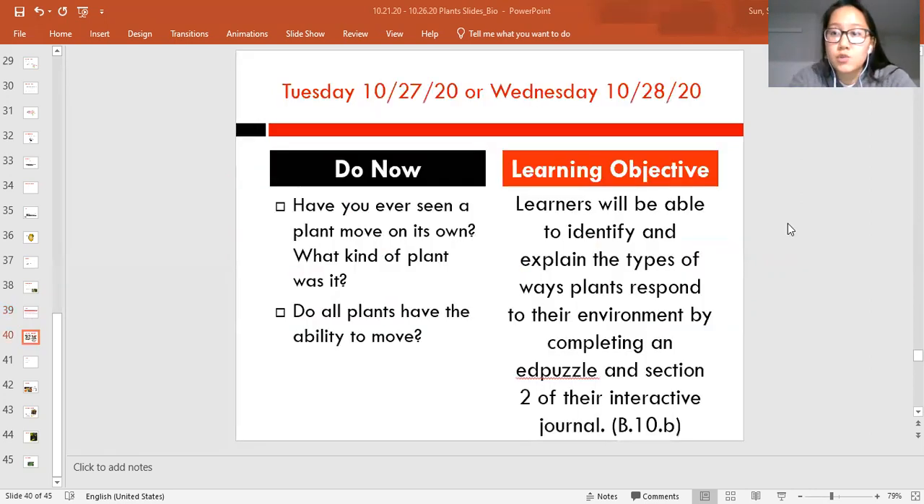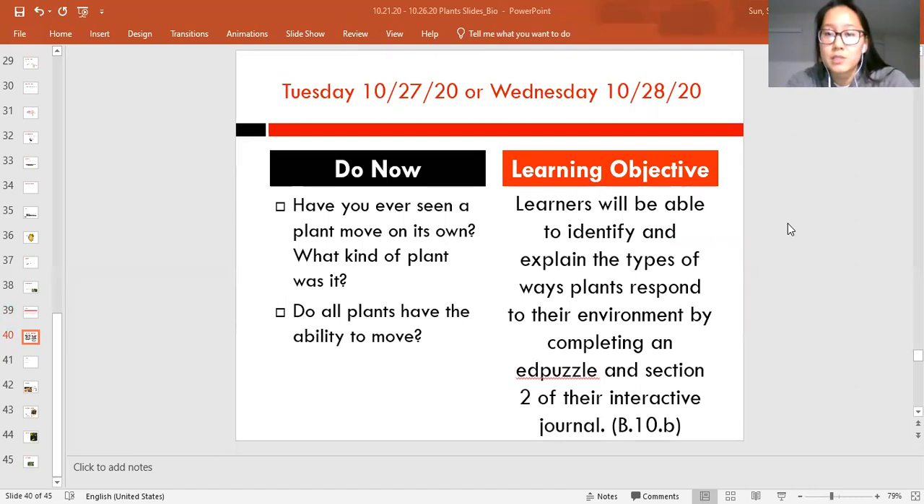So, first question I want to ask you, and you can answer it: have you ever seen a plant move on its own? And if you did, what kind of plant was it? The second question I want to ask is, do all plants have the ability to move? Some of you may have answered that you have seen it in real life or in videos, like Venus flytraps, right? You've seen plants move before, but do we think that all plants have the ability to move? We'll go over that today when we go over tropisms.